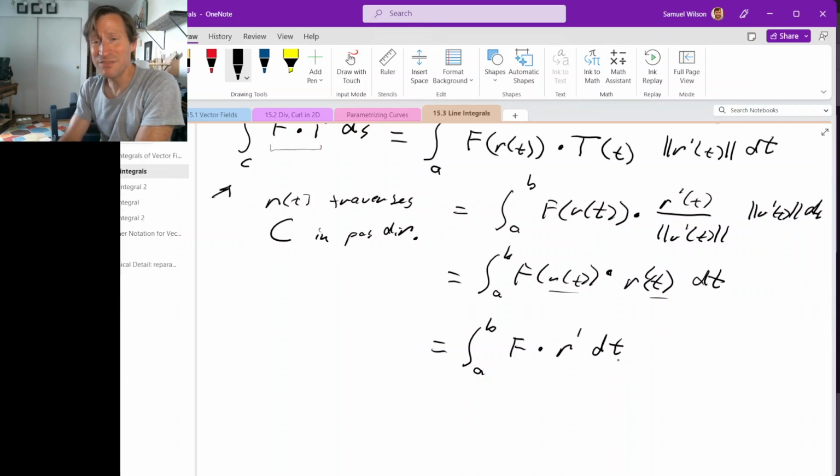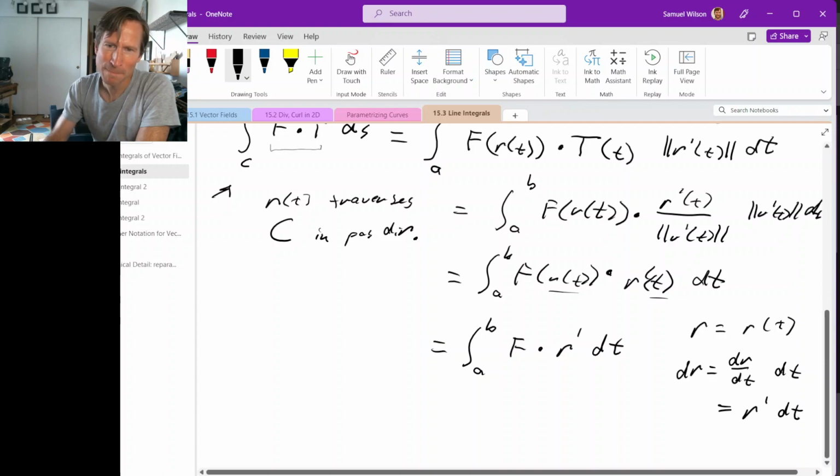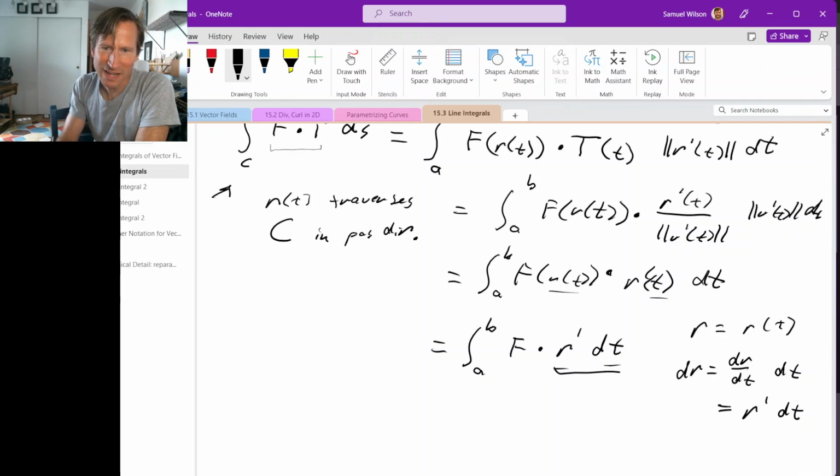But actually, there's an even nicer way to write this, which is this. So, right, r is a function of t. It's really r of t. And that means that the differential of r should be the derivative of r with respect to t dt. Right? But the derivative of r with respect to t, that's just another name for r prime. And here we have r prime dt. So this chunk right here is actually just dr. So this is the integral from a to b of F dot dr.